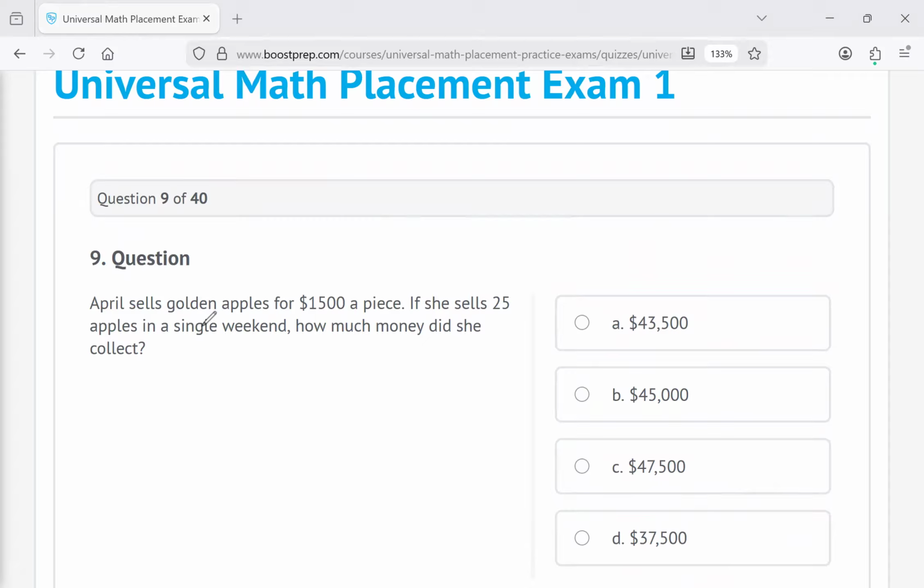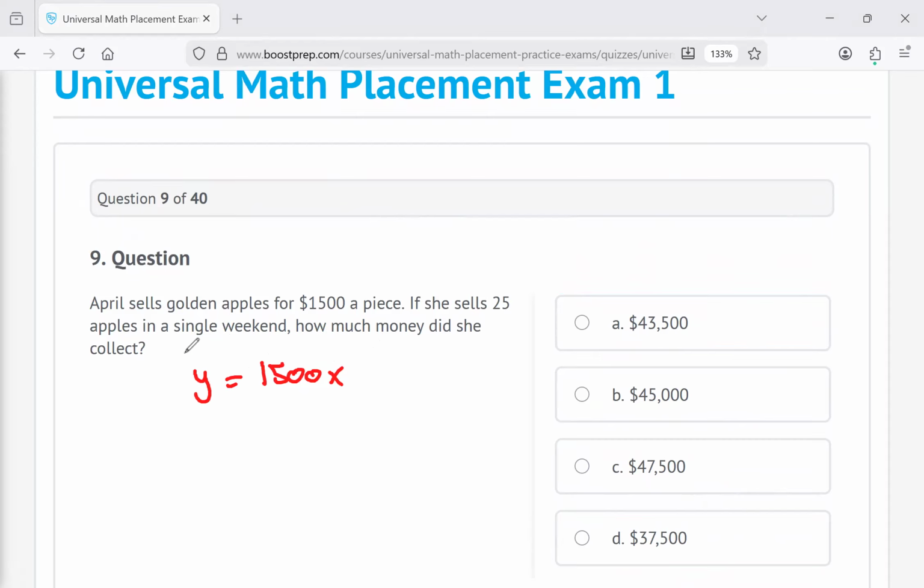April sells golden apples for $1,500 a piece. If she sells 25 apples in a single weekend, how much money does she collect? So this one, sometimes some of these problems are as easy as they look. So April sells golden apples for $1,500 a piece. So let's say x is the piece. If she sells 25 apples in a single weekend, how much money?